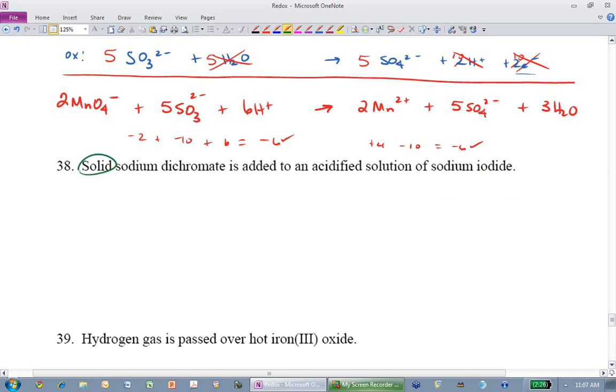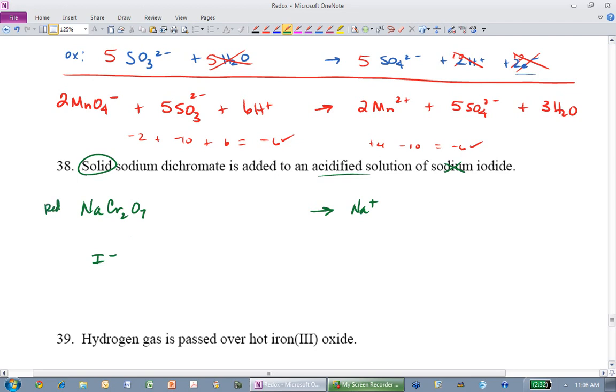Solid sodium dichromate. Don't have to think about it. My sodium ought to be in here. On the key, it's not. Na2Cr2O7. So I'm going to liberate a sodium ion over here on the end at some point. Might as well just get that out of there because it's going to dissolve in acid. So, solid sodium dichromate is added to an acidified solution of sodium iodide. Okay, that sodium is not going to participate, so I can just take my iodide.